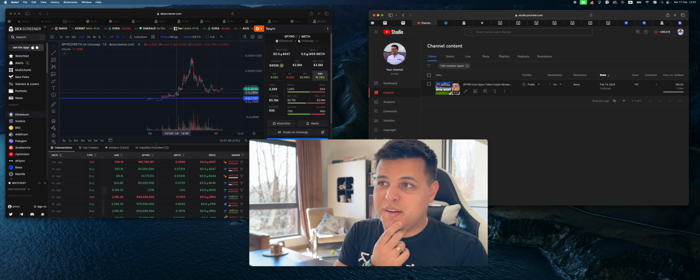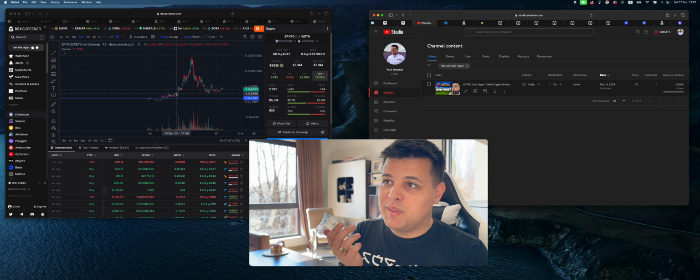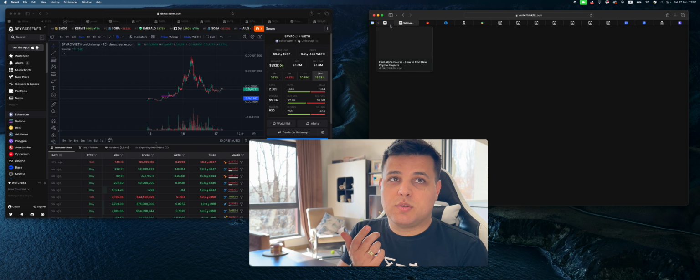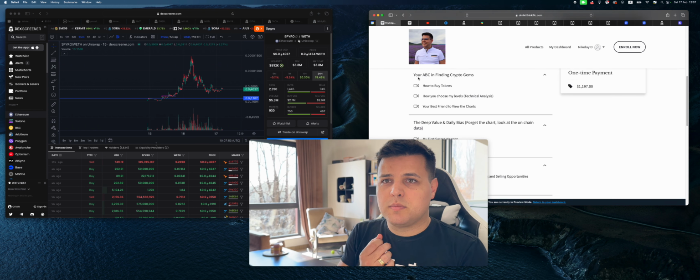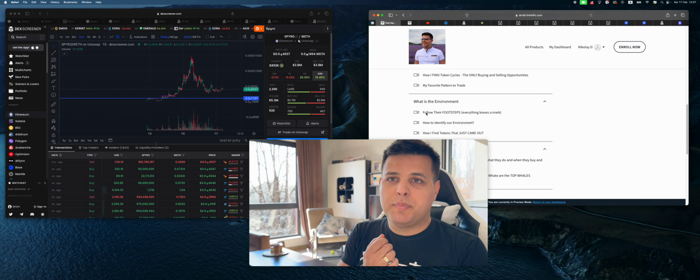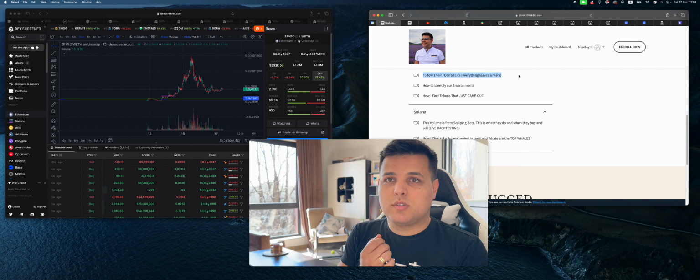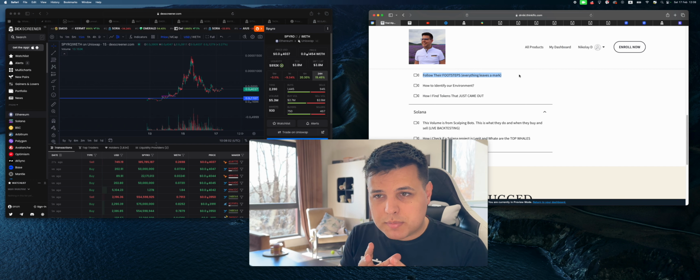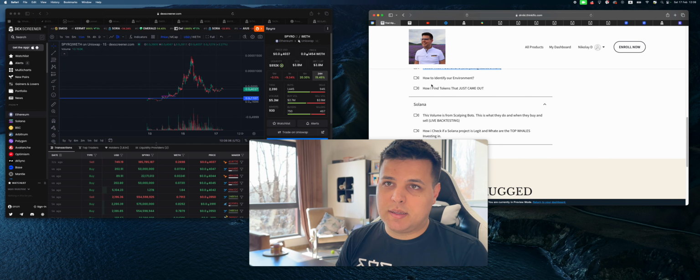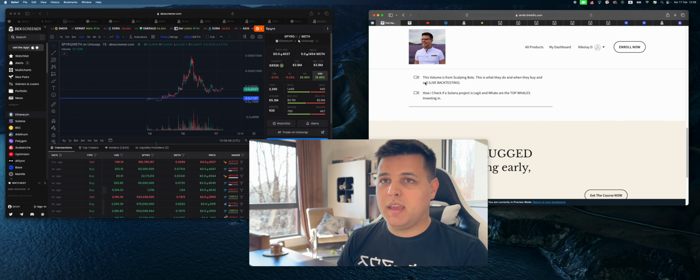It was right here before the huge pump. Before the huge pump, it was basically showing you. So that was on the 14th of February, I think this is when I got my course out. I was showing you how I found it, what were my secret weapons, how I found some whales and food stamps, breadcrumbs left by whales that were actually buying it, how I identified my environment, and so on.